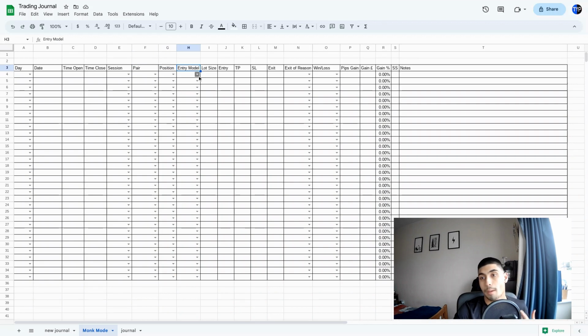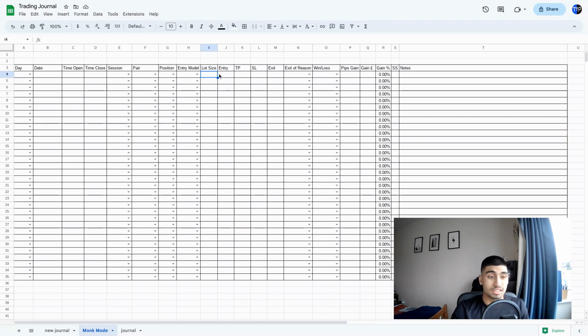And next one, we've got entry model. Now, it depends on your strategy, right? Because I have basic and break and retest, right? I don't really know how to describe basic technically, but everyone knows break and retest, when it breaks and it comes back down and whatever. But for your strategy, you might have different entry models like a pullback or a breakout or whatever it is. Me, I got the basic and the break and retest. Now I got the lot size.